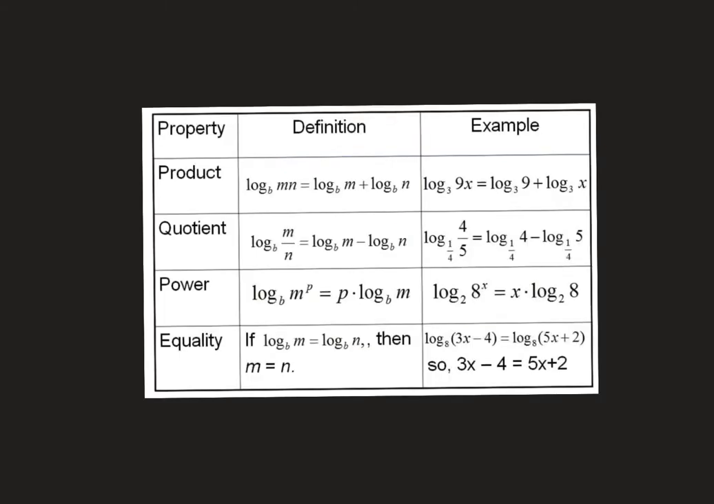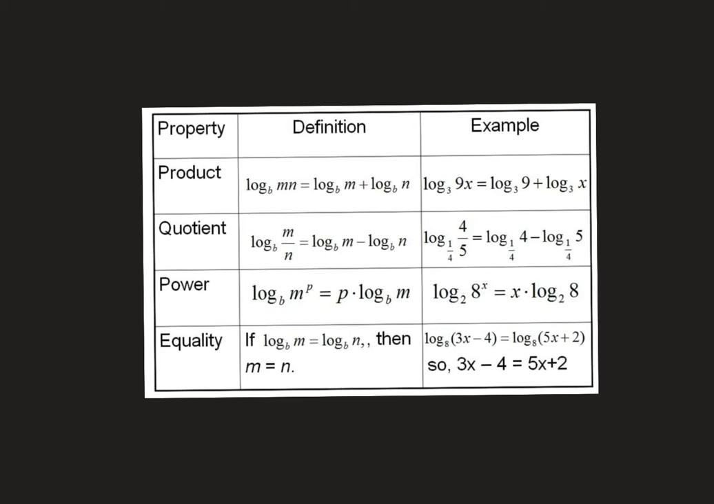These are some of the properties of logarithmic functions. So the product property, notice that we have log base b of m times n can be rewritten as the sum of two different logs. So we keep the same base, log base b of m plus log base b of n. That's when it's multiplied together.